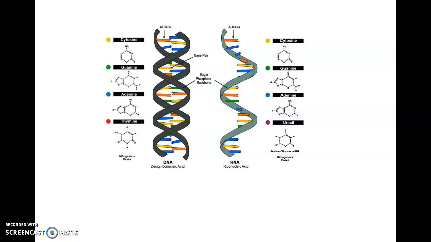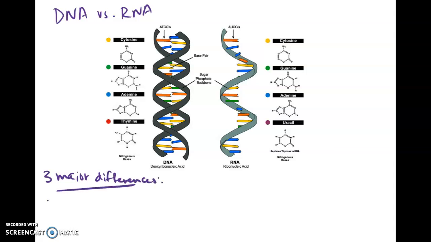Okay, so the first thing that we're going to review today is going to be DNA versus RNA. All right, and then whenever it comes to the differences between these two nucleic acids, there are going to be three major differences. All right, so the first major difference is going to be the number of strands, because this one is going to be the easiest to spot out.